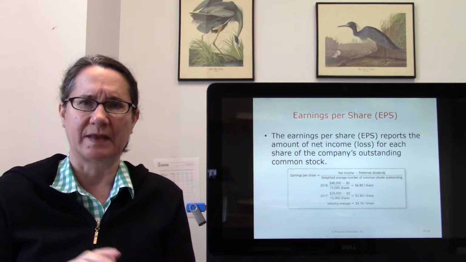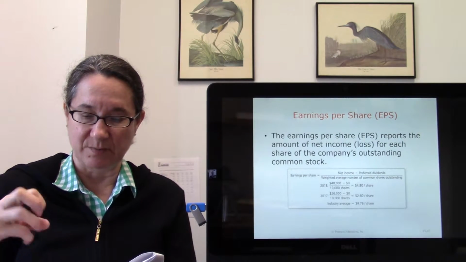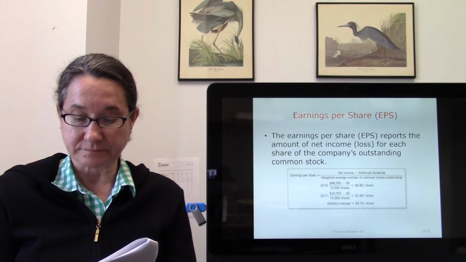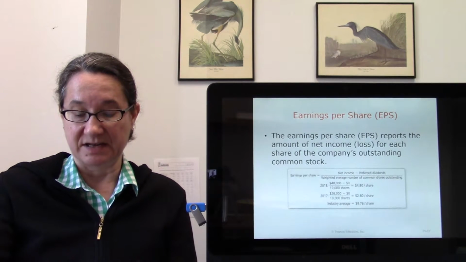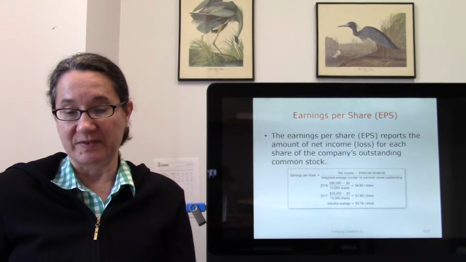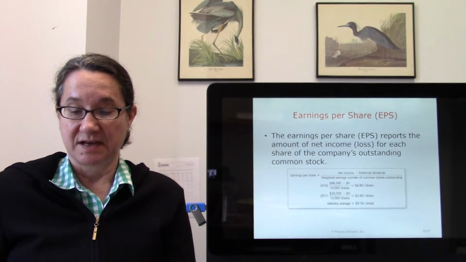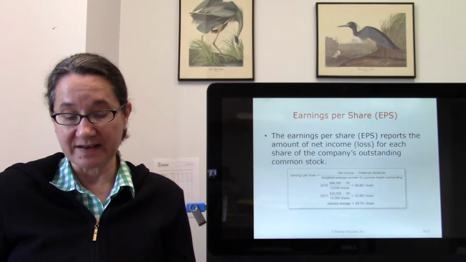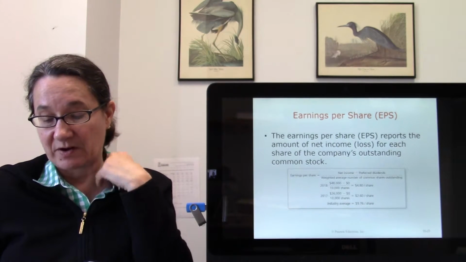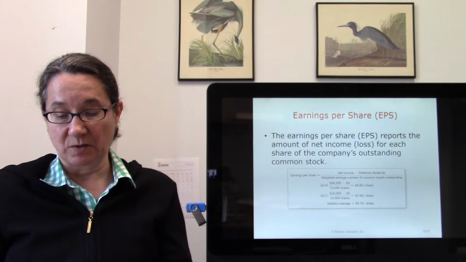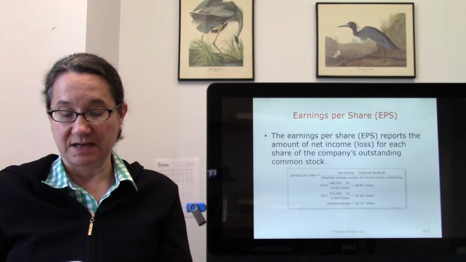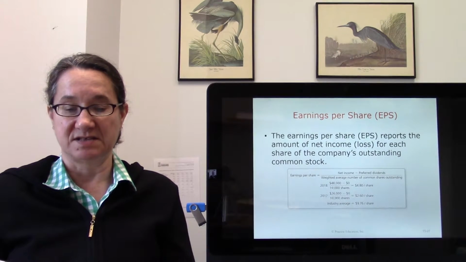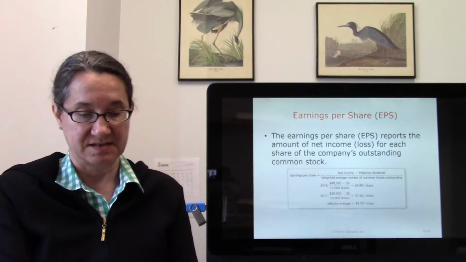We don't really learn about that in this class, but just know there's this number, weighted average common shares, and you divide that into the net income. And you come up with this EPS, earnings per share. It's a few dollars, depending on how many shares are outstanding. FASB does require that earnings per share appear on the income statement. Corporations report a separate EPS for each element of income. So this is something you could actually see on a financial statement.